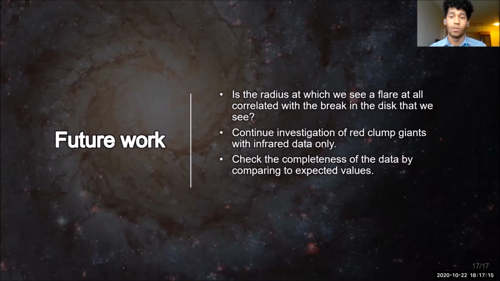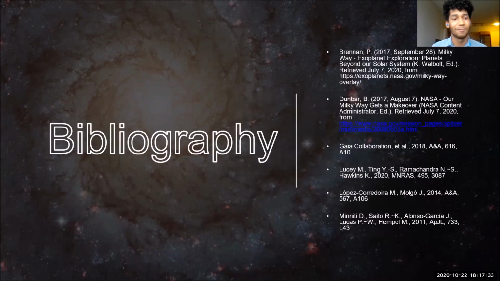And in addition, we're moving away from the previous sample of 2.6 million red clumps from the 2020 study and transitioning to look at an infrared-only data set, expanding on what's been done already by my mentor, Dr. Benjamin. And as well as seeing the break in the stellar density with these data, we also plan to check the completeness of this data set.